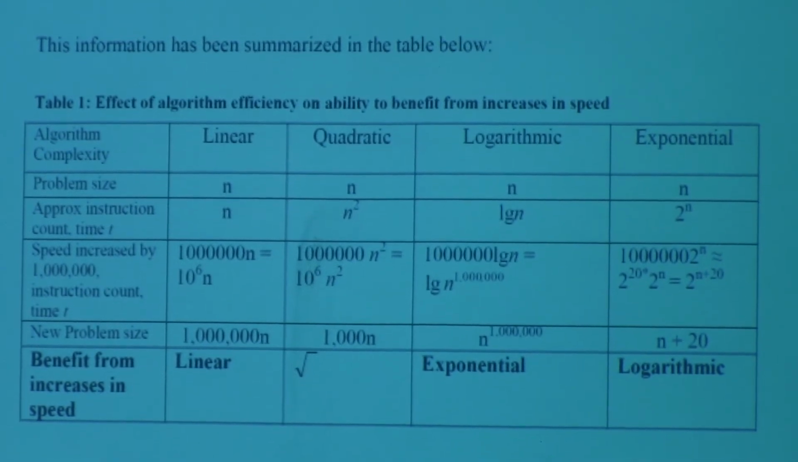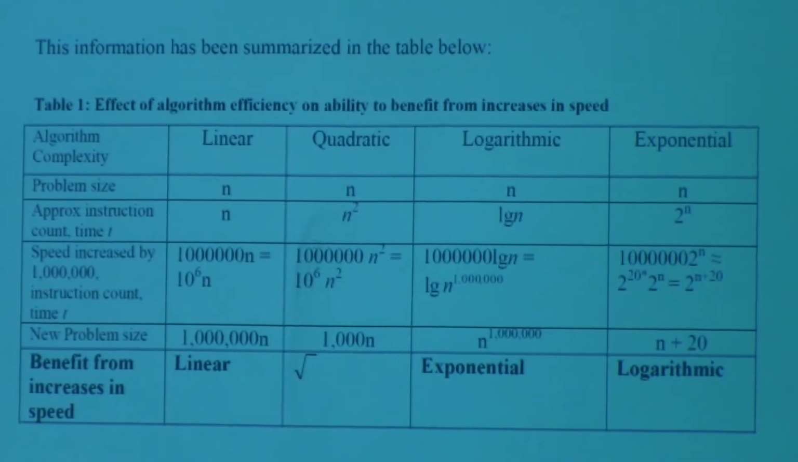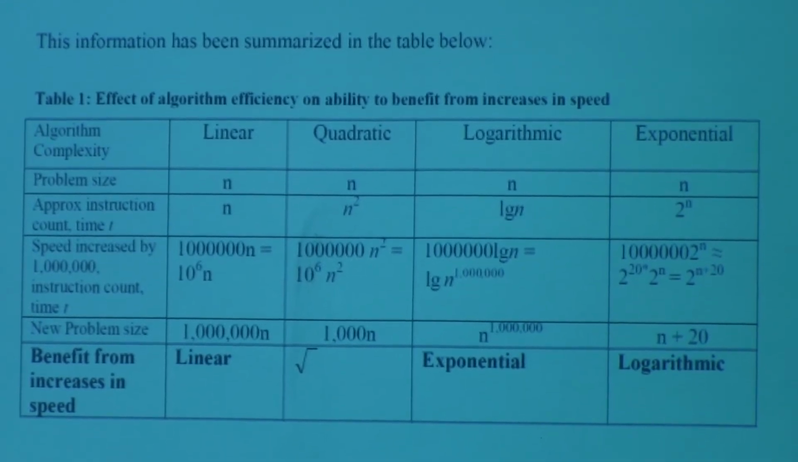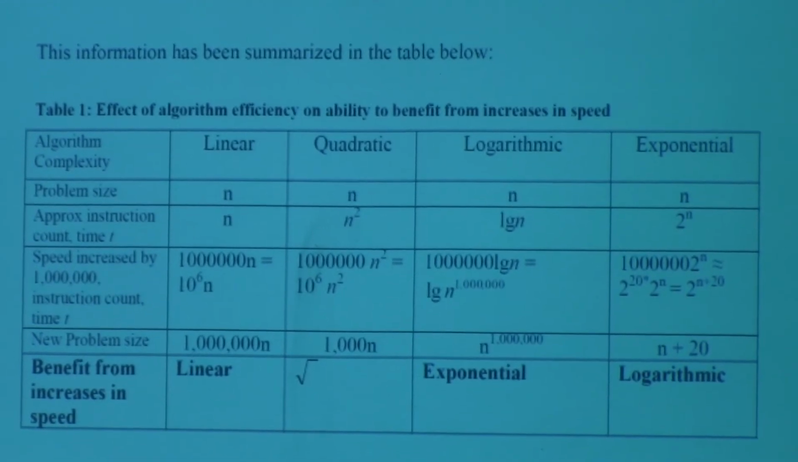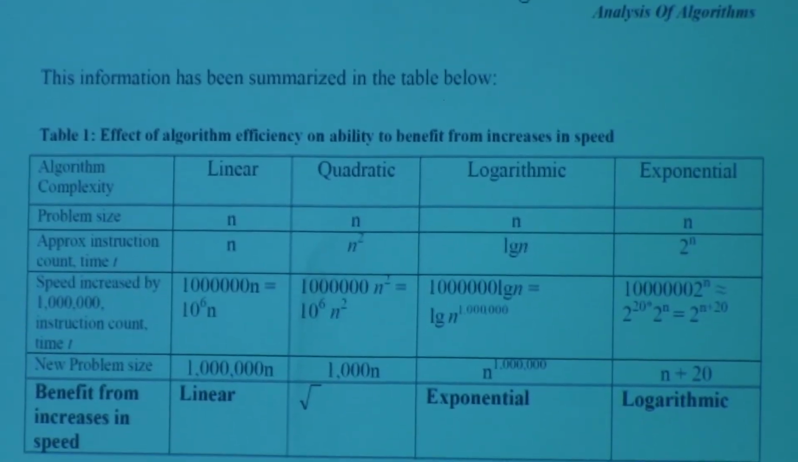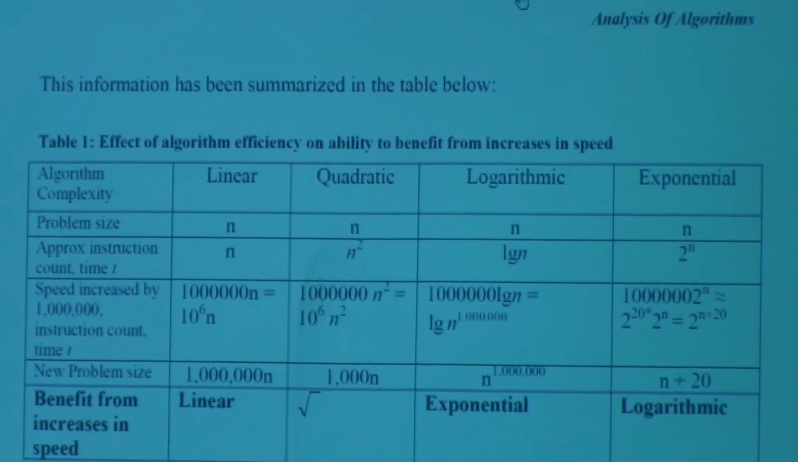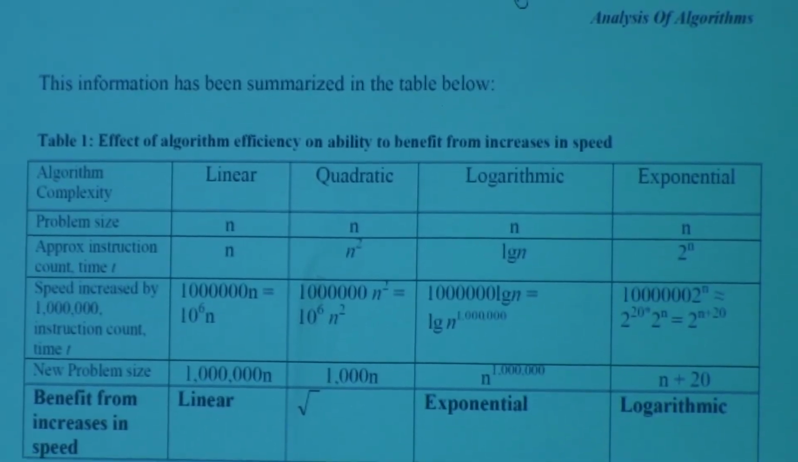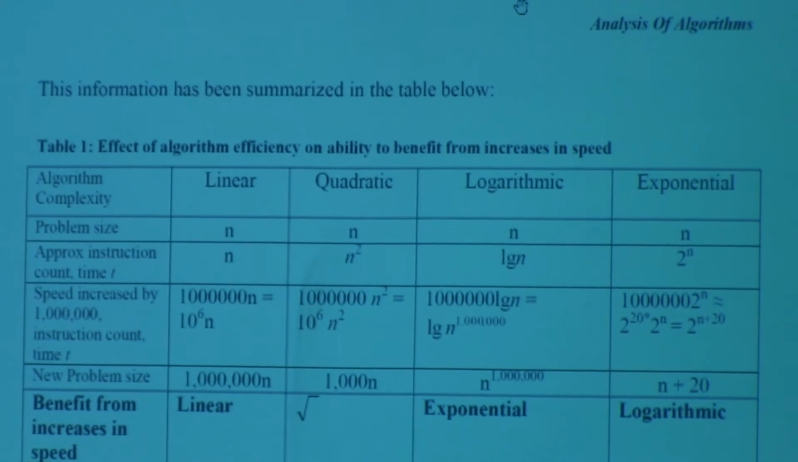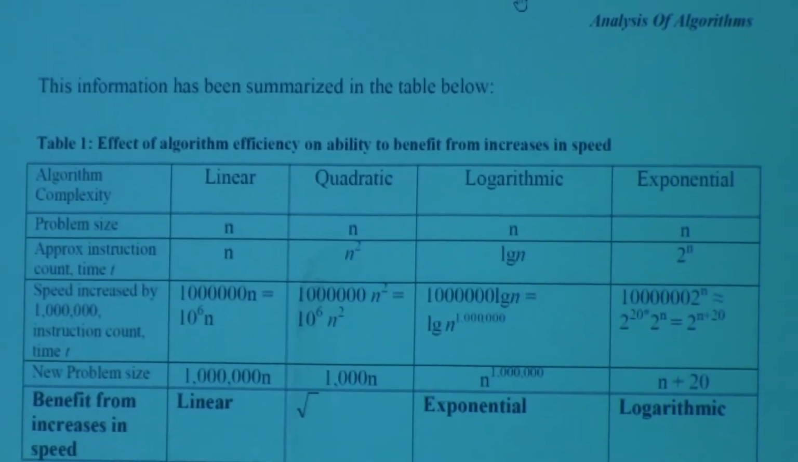Because what is 2 to the 17th? 2 to the 17th is 2 times 2 to the 16th. So I only added 1 to the exponent. Therefore, when I take the log base 2 of 2 to the 17th, I get 17. I can only increase the problem by 1 if I double the speed of the machine. If I double it again, I can increase it by 2.